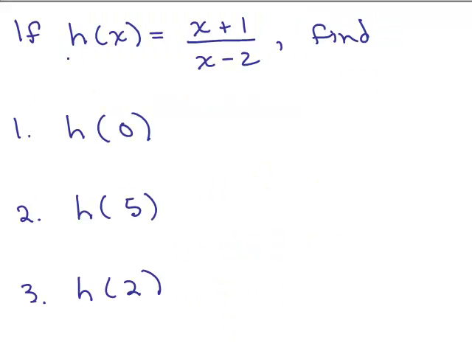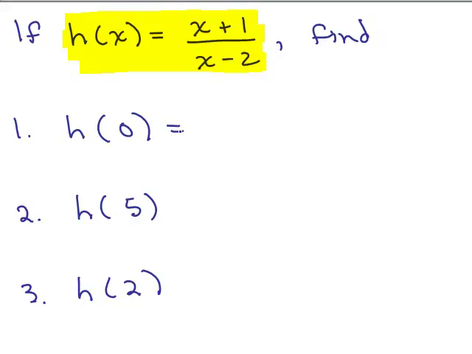All right, try this. If h of x equals x plus 1 over x minus 2, so now we have this rule, find h of 0, h of 5, and h of 2. All right, try that on your own by putting the video on pause.